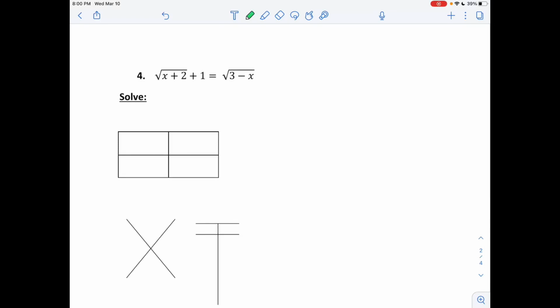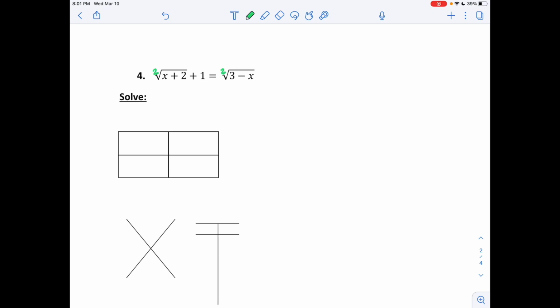We have one more example, and the thing that's different about this one is that I have a radical on both sides. So I have the square root of x plus 2, and then I have a plus 1 outside of the radical, and that's going to be equal to the square root of 3 minus x. We cannot get rid of this 1 from this side without putting it on this side, so we're just going to have to deal with the fact that we don't have an isolated radical.